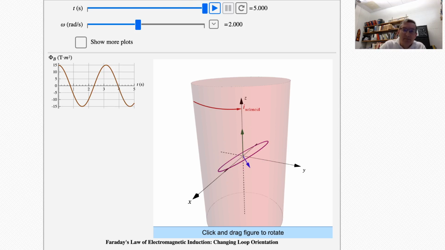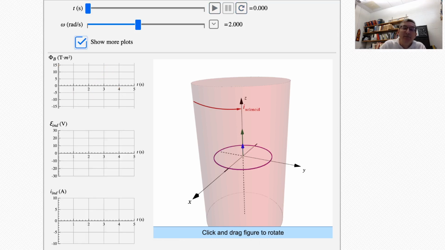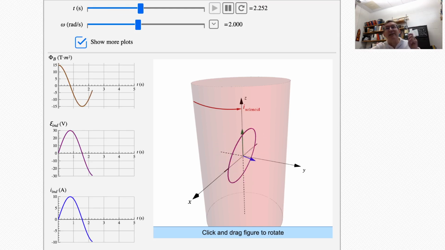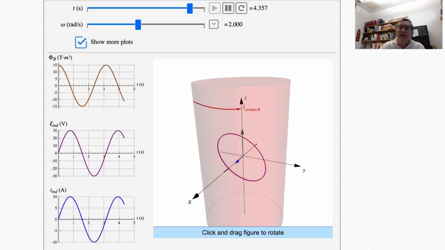Now let me reset and click Show More Plots, and we'll see that because we have a changing magnetic flux, we'll have an induced EMF. Okay? And yes, that induced EMF graph is given by the negative of the derivative of the magnetic flux graph. But we'll talk more about that negative sign in the next video.